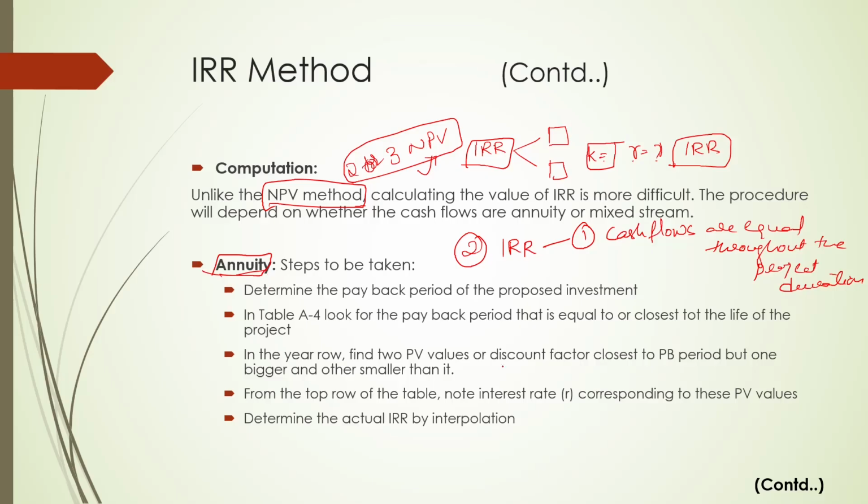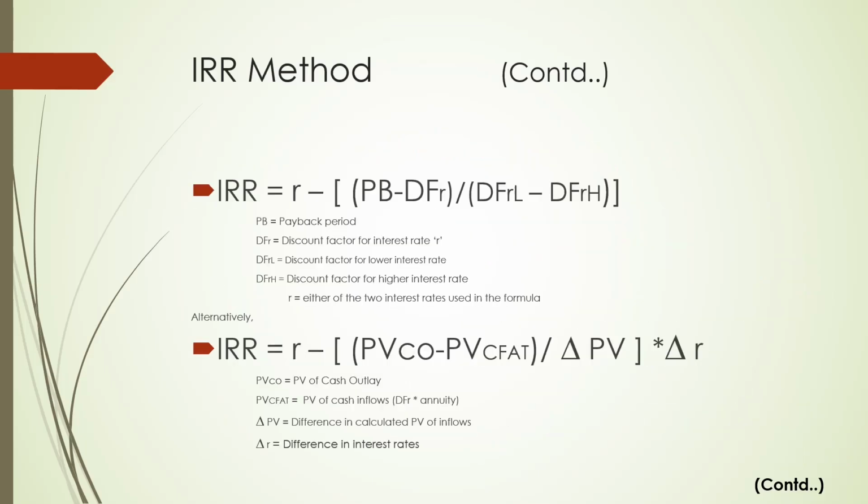The other way, when the cash inflows are uneven, then we are going to apply the NPV method. So we apply 1, 2 like this NPVs, and you try to find out at which discount rate in between these two is your IRR. Clear? Now, let us start with annuity.